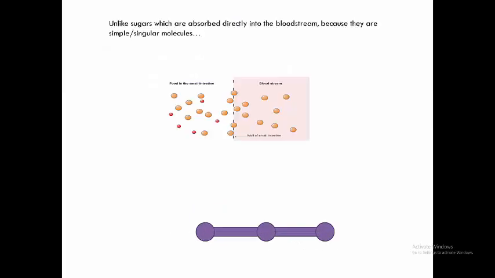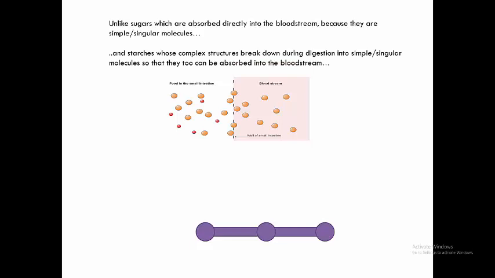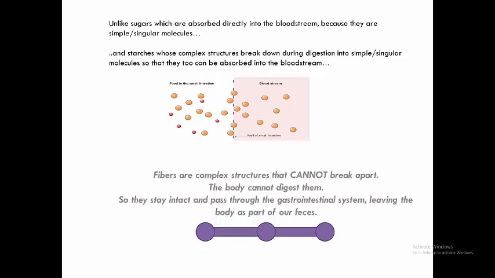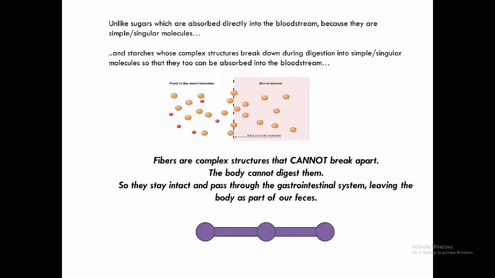Let's take a look. Unlike sugars, which are very simple and easily pass through our stomach and into our small intestines and then go across the walls of our small intestines into our bloodstreams, and starches, which easily get broken down and enter our bloodstream as they cross the wall of our small intestine, fibers cannot be broken apart by the human body. The body cannot digest them. Digestion simply means breaking things down. So fibers stay intact and they pass through the gastrointestinal system.